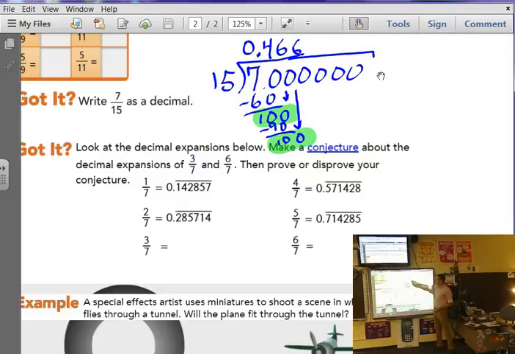So since this remainder repeats, we know that the number that comes out of it will repeat. And this 6 will keep going on forever. So that only repeats the 6, even though it started with a 4. So how the decimal starts does not really tell us anything about what it's going to do.